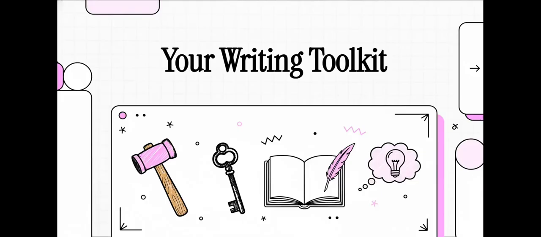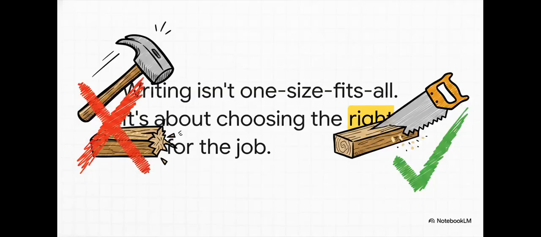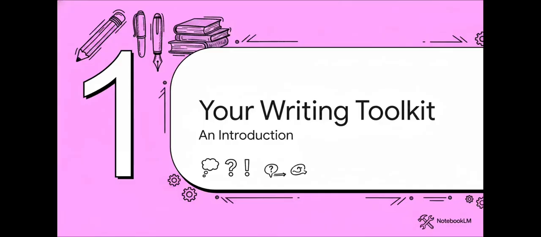We're going to open up the Writer's Toolkit and show you the 4 essential tools you need to build basically anything you can imagine with words. Because, let's be real, writing is not one size fits all. You wouldn't use a hammer to saw a piece of wood, would you? Of course not. And in the same way, you can't use the same writing style for every single situation. It's all about choosing the right tool for the job. So let's get this toolkit laid out.